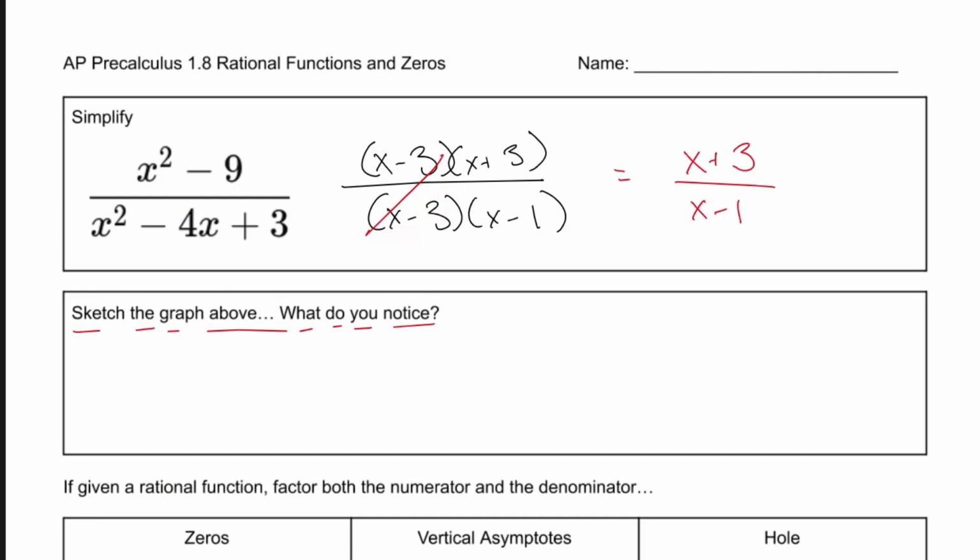Well, I already know what's going to happen. I already know that if I have a minus 3 on the bottom and a minus 1 on the bottom, I'm expecting explosions to happen at 3 and explosions to happen at 1. So let's do Desmos for this one. Let's run to Desmos, graph that guy, and see what happens when we do that.